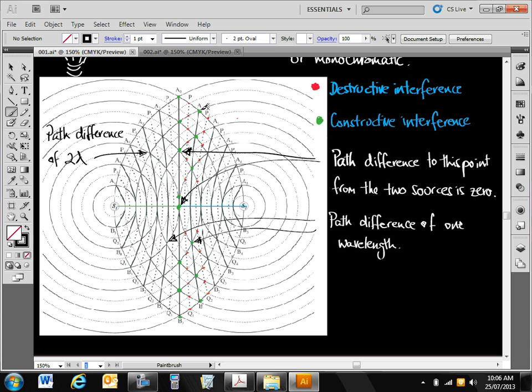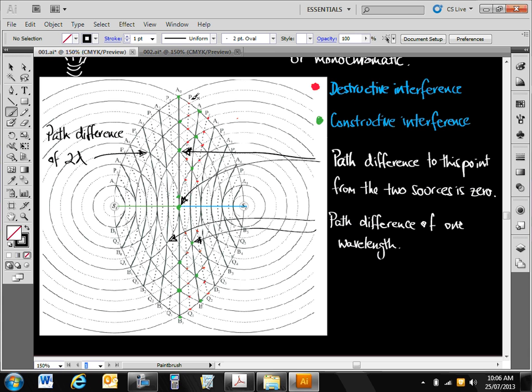Then we looked at the path difference here. So have a look at this line here, another AB line through here. We can see that there's one crest from source 2, two crests, three crests from source 2 to that point there. From source 1, we have one crest, two crests, three crests, four crests to that point. So the path difference between the two sources to that point is, of course, one wavelength. All right? And so on and so forth.